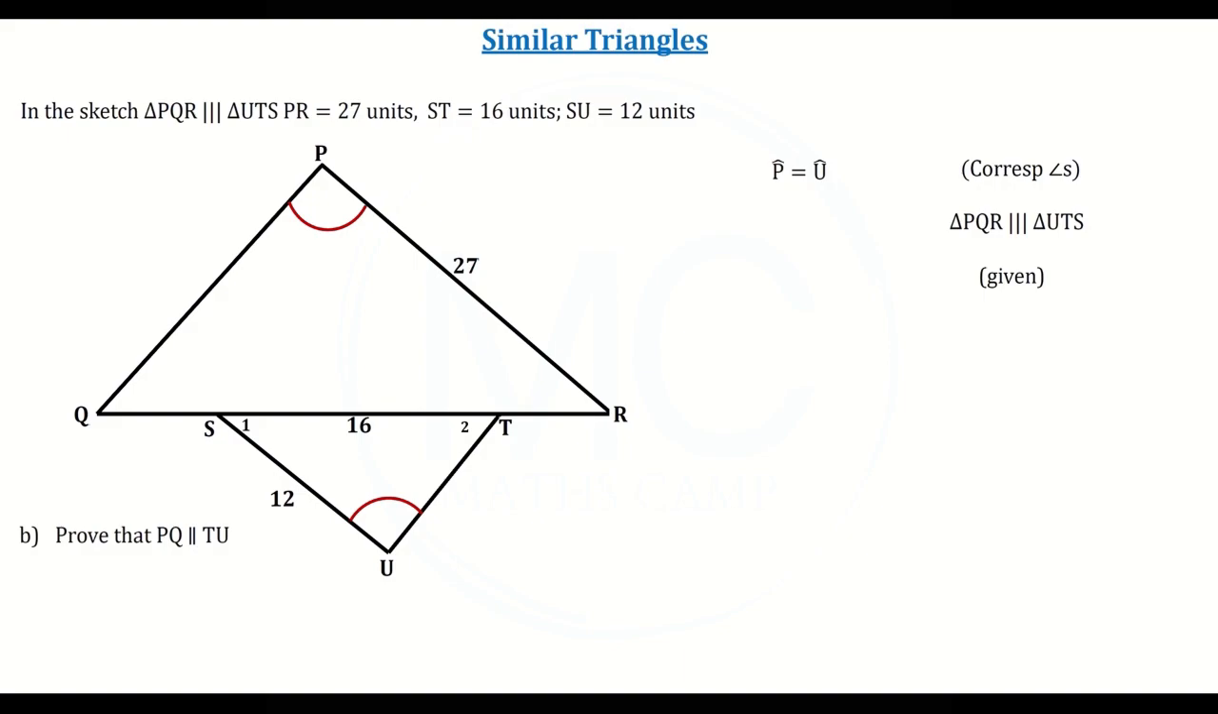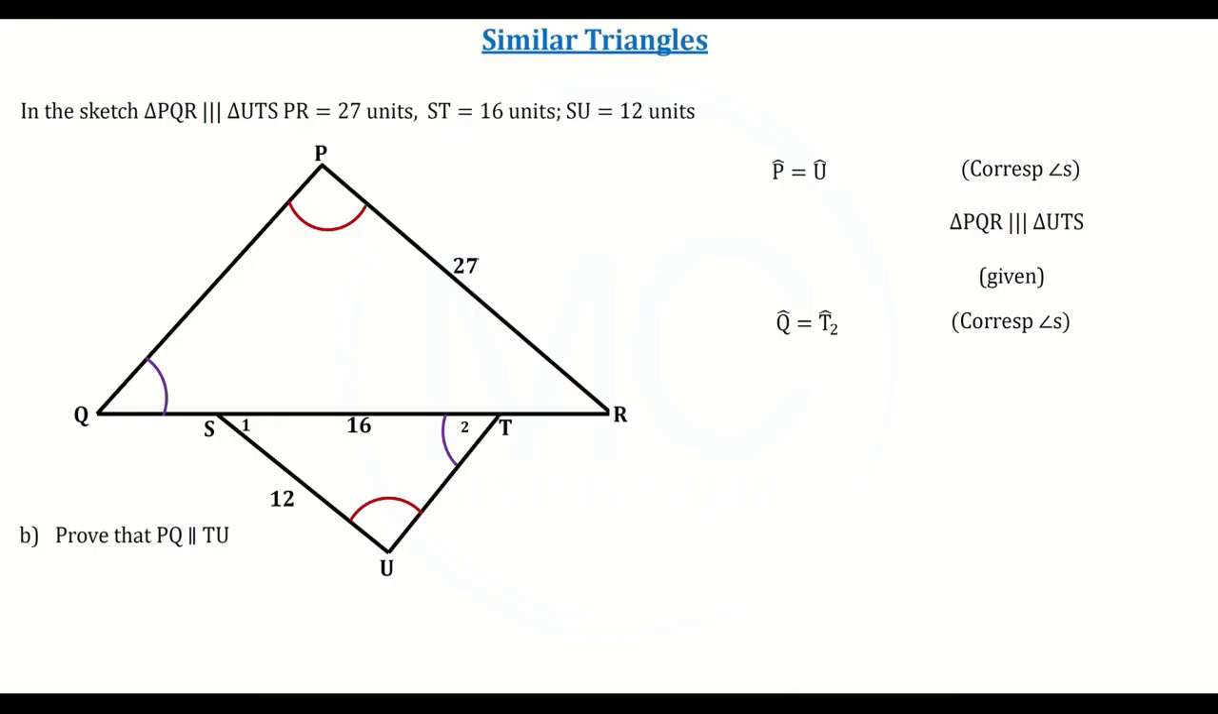Q is the second letter in PQR, and T is the second letter in UTS. So these are corresponding angles as well. Q lies in triangle PQR, so let's mark this in purple. And T is angle T2 that lies in triangle UTS. So let's mark this angle in purple as well. Let's make a statement, and we can say angle Q is equal to angle T2 because these are corresponding angles. But these are the angles we've been trying to find.